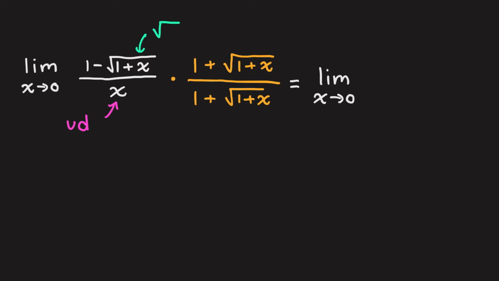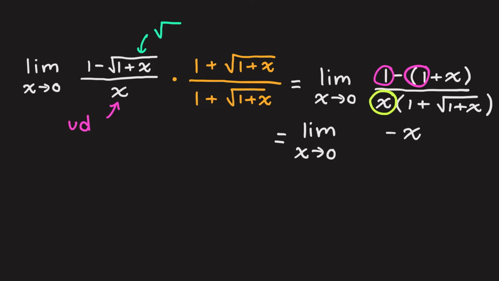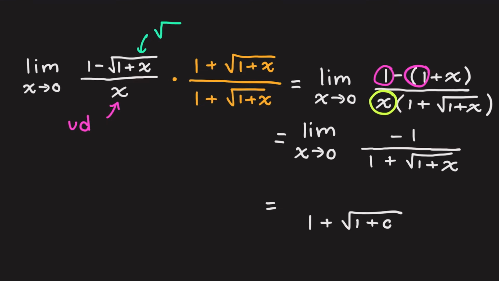So now let's simplify. It's also important to rewrite the limit and what x is going to, just because that's proper notation. So now the function begins to simplify. We can see that the 1 and the 1 cancel out because of the negative sign in between. That leaves us with a negative x in the numerator, which cancels out with the x in the denominator, leaving us with negative 1 all over 1 plus the square root of 1 plus x. So now we can plug it in without worrying that the denominator will equal 0.